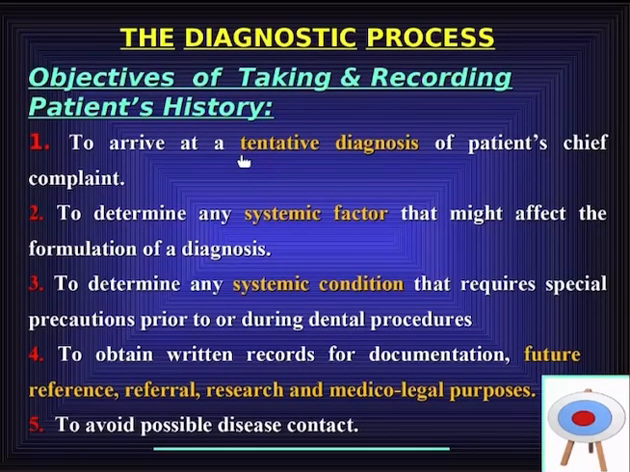Don't get confused with these names. There are different names for provisional diagnosis, like tentative diagnosis, clinical diagnosis, working diagnosis, or provisional. So all these are the same. They give different names for the diagnosis. So, to arrive at a tentative diagnosis of the patient's chief complaint, to determine any systemic factor that might affect the formulation of a diagnosis, and to determine any systemic condition that requires special precautions prior to or during dental procedures. See these 2 points. Means any diabetes, any hypertension, or any cardiovascular problem that the patient has, this you're going to know when you're taking the history, right?